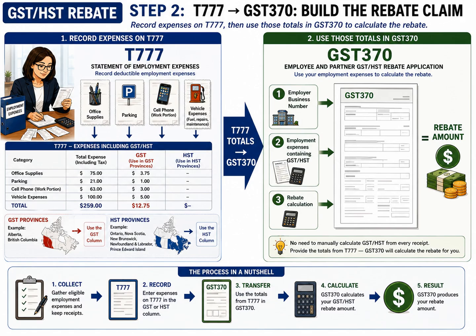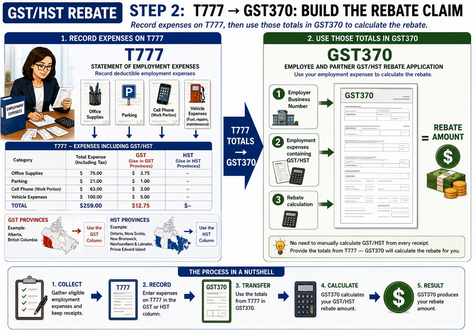So think of the process as a simple flow. First, collect and identify the eligible employment expenses. Second, record those expenses on T777. Third, transfer the relevant totals into GST370. Fourth, GST370 calculates the GST/HST rebate. And finally, the form produces the rebate amount that will be used on the taxpayer's return.